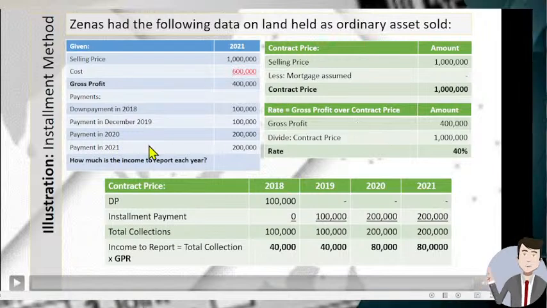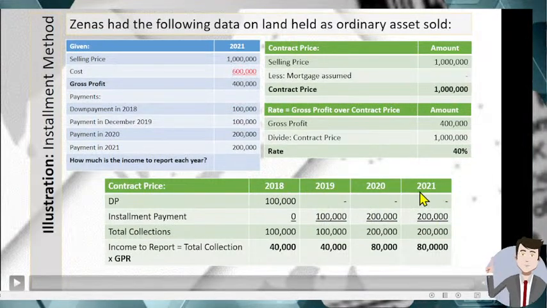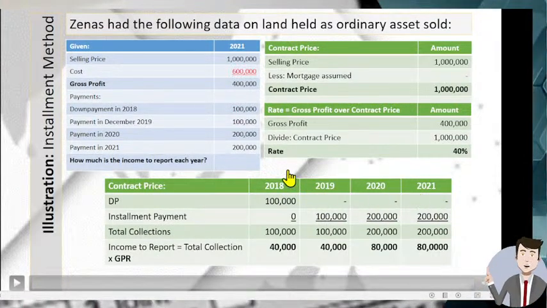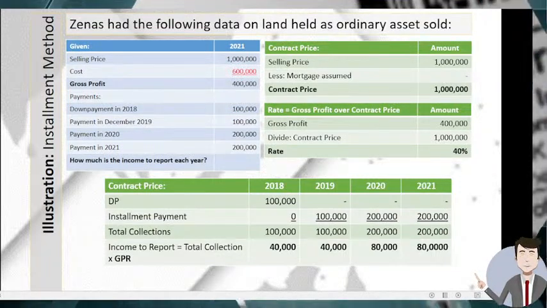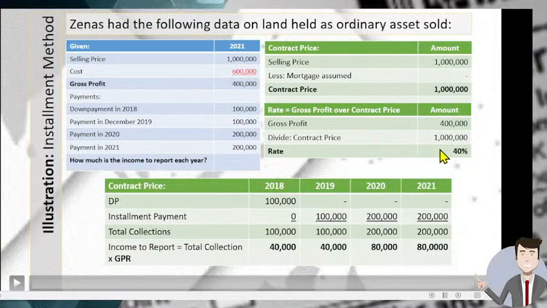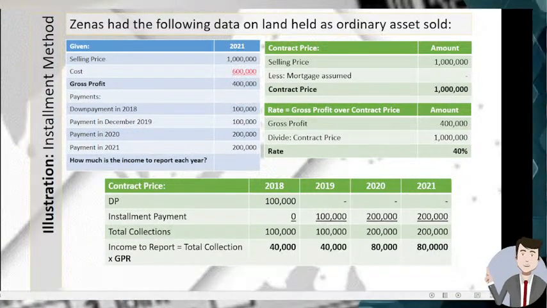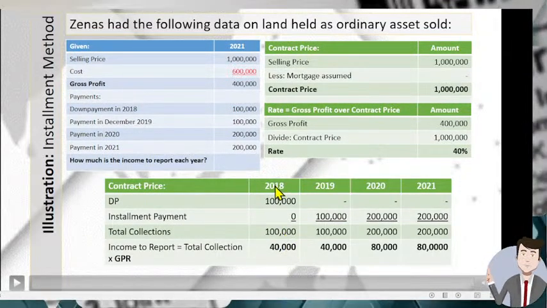So to answer the question, how much is the income to report each year? We have provided 4 columns, one for each year of collection. On the first year of collection, what the seller receives is only the down payment of 100,000. So 100,000 multiplied by the rate, which is the prorated rate that we're going to use in our proration. So the income to be reported by the seller for taxable year 2018 would be 40,000.